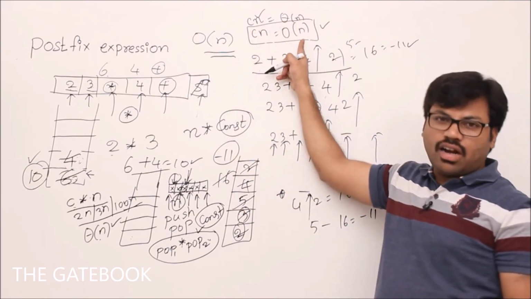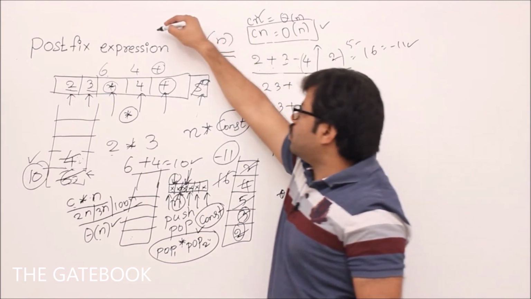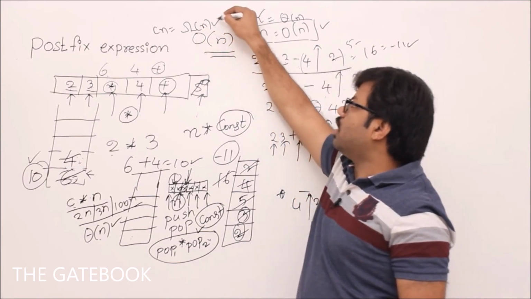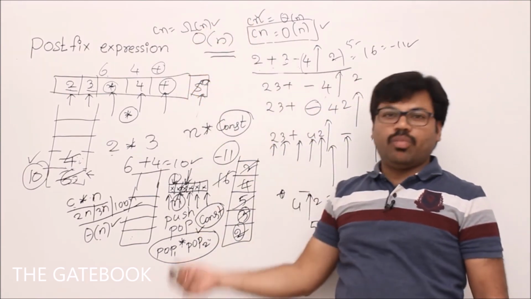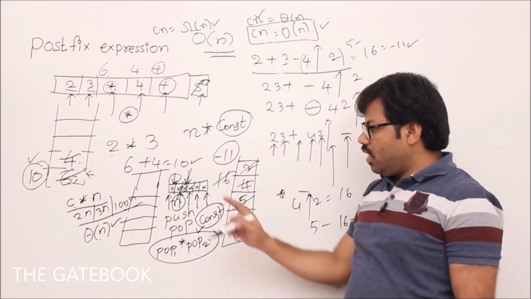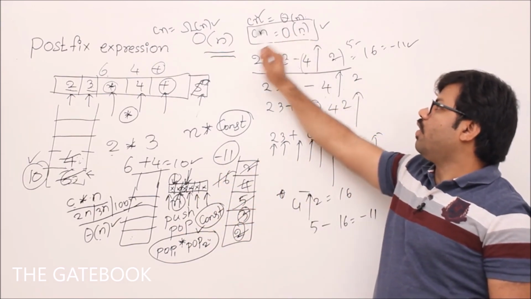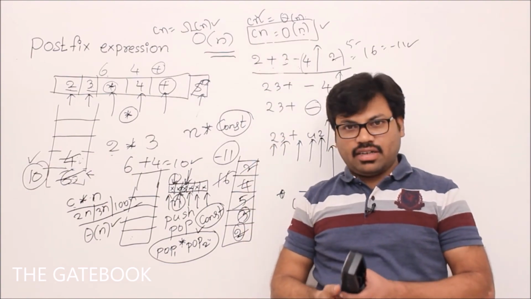Cn is also said to be order of n. Now, one more question students ask: is this Cn equal to omega of n? Yes, because mathematically Cn is nothing but omega of n. Finally, I can say that this algorithm's time complexity is order of n, theta of n, omega of n, everything is right. Understand?